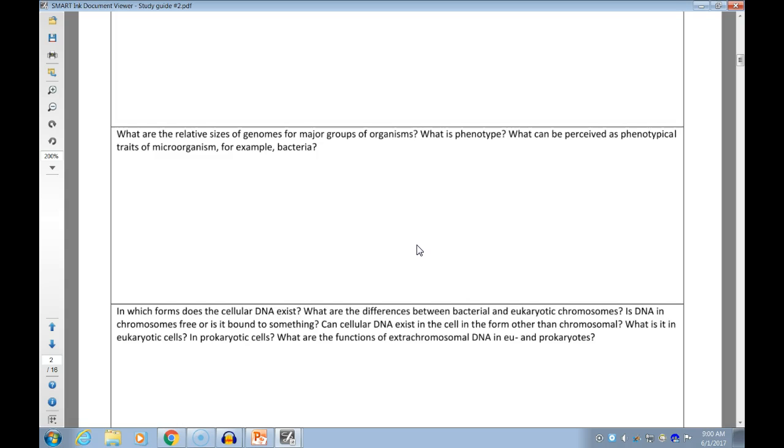Okay? Phenotype, number of traits, right? Understand what can be a phenotypical trait of a bacteria. Colony color, can it be? Size of the colony, yes. Ability to cause disease, yes. Ability to be resistant to antibiotics, sure. It's all phenotypical traits. Does that make sense?